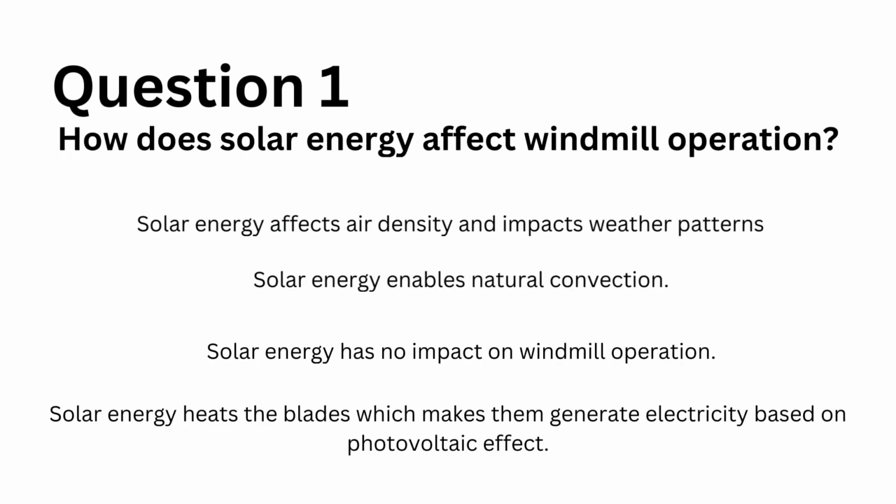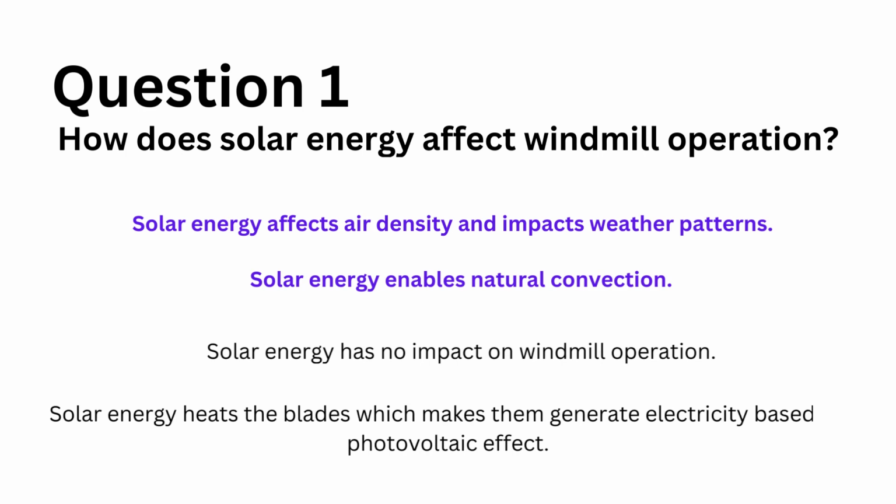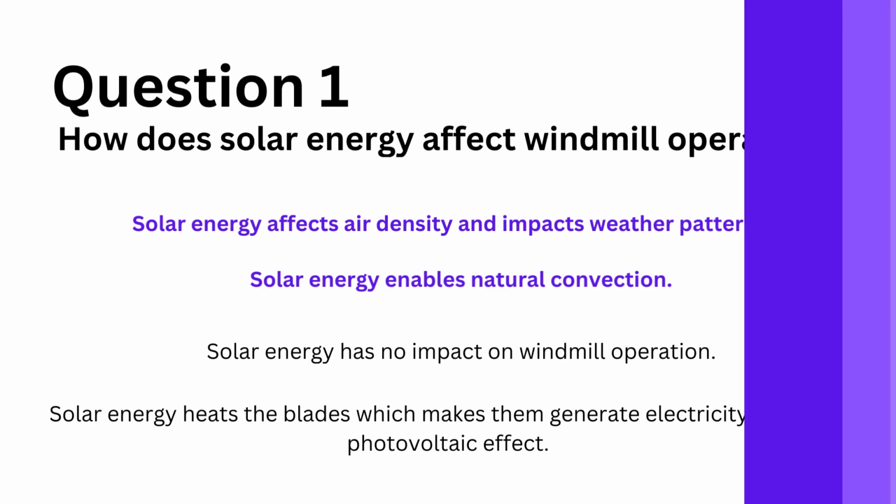Question 1. How does solar energy affect windmill operations? Option 1: Solar energy affects air density and impacts weather patterns. Solar energy enables natural convection. Solar energy has no impact on windmill operation. Solar energy heats the blade, which makes them generate electricity based on the photovoltaic effect. And the right answer is: solar energy affects air density and impacts weather patterns, and solar energy enables natural convection.